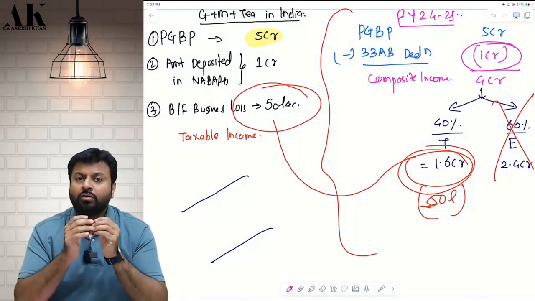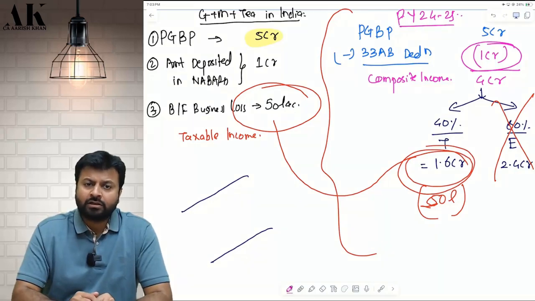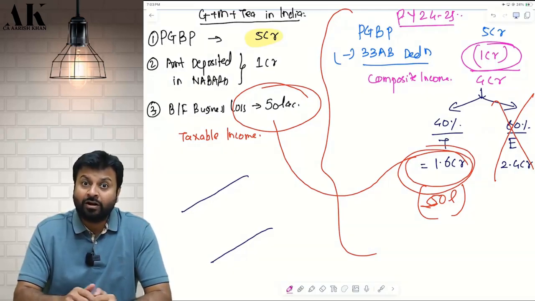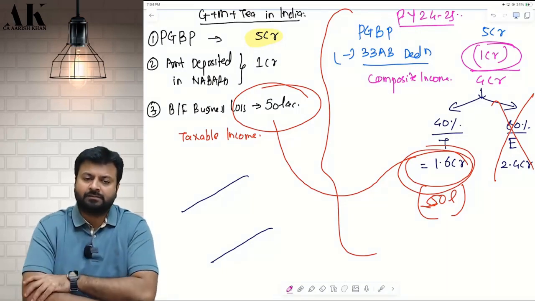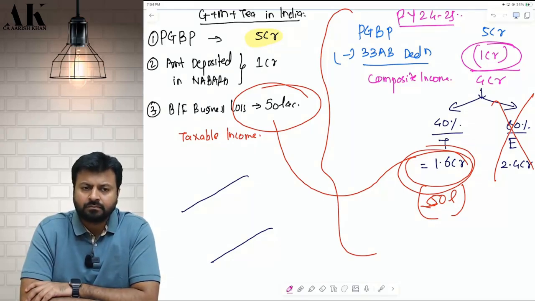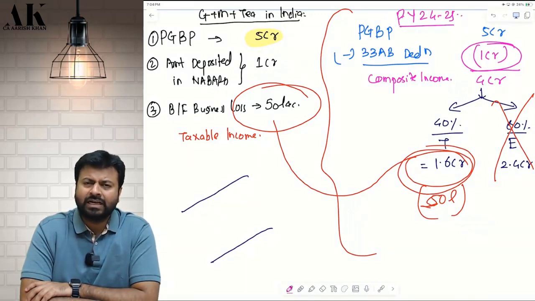I deposit 1 crore rupees in the current year and I claim deduction of 1 crore rupees in the current year. Now I cannot withdraw that money for any purpose other than certain specified purpose. Sir, what are those specified purposes? That I will let you know in a while.